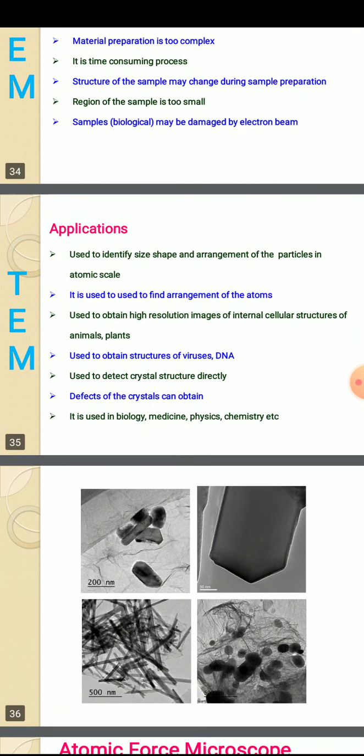See, these are some images from our transmission electron microscope. We can see them in the three-dimensional view. So by using this transmission electron microscope, we can view the 3D view.